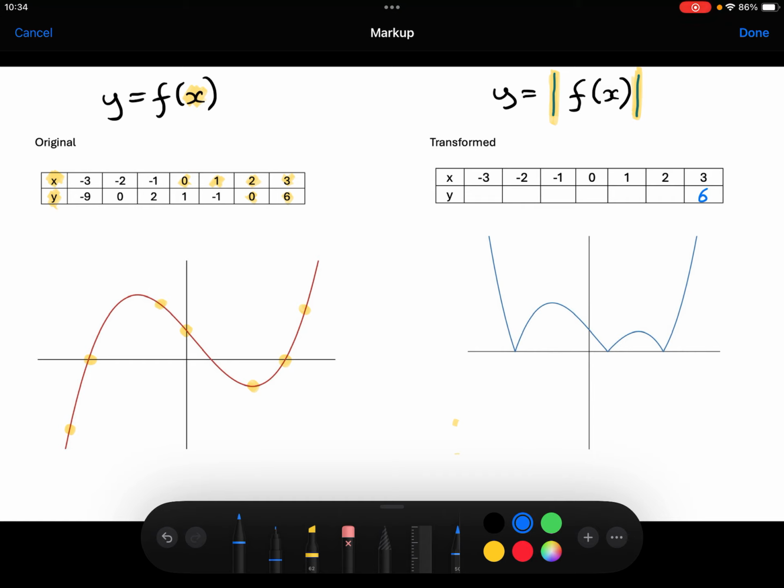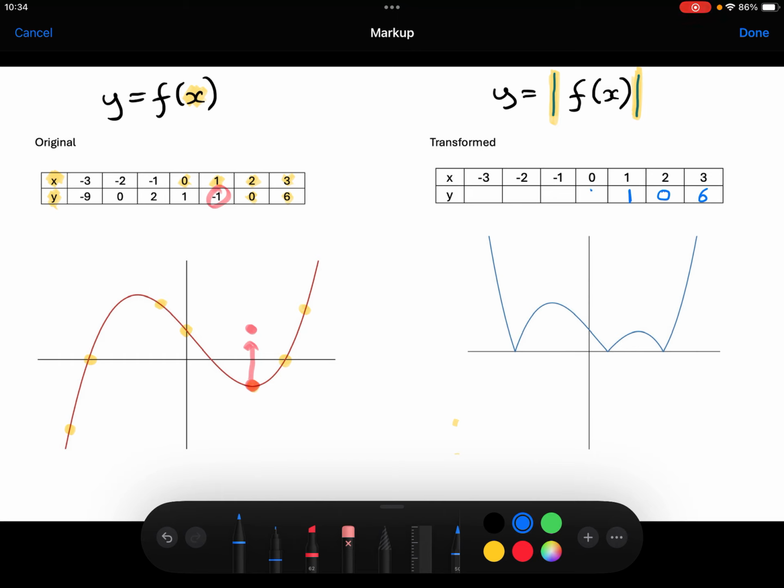The modulus of 6 is 6. Similarly, the modulus of 0 is 0. But then we have the modulus of minus 1. The modulus of minus 1 is plus 1. So that's our first change. This point that was here is now going to move up there.